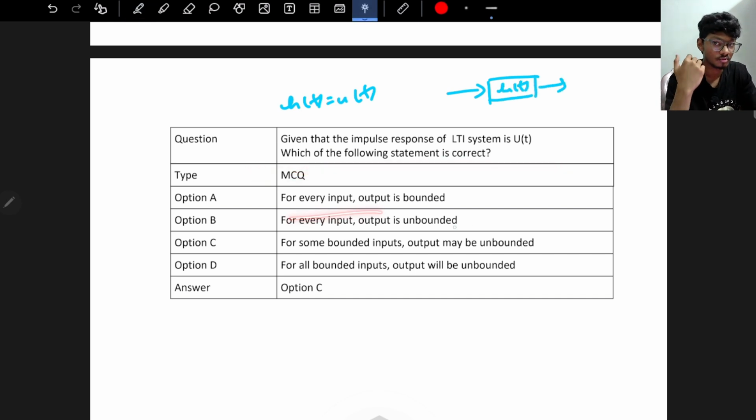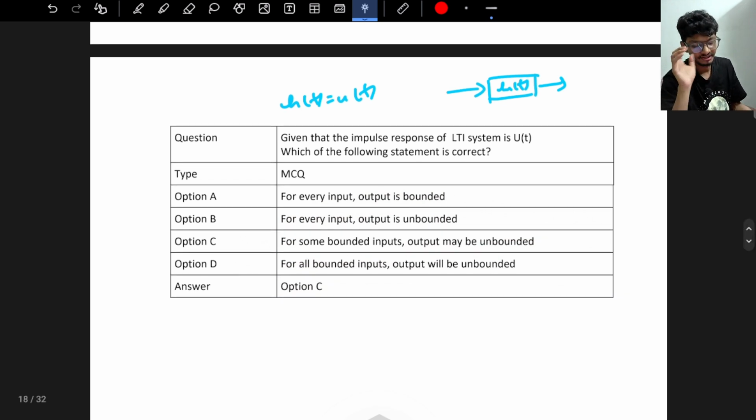For every input, output will be bounded. For every input, output will be unbounded. For some bounded inputs, output may be unbounded. For all bounded inputs, output will be unbounded. Anyways, you can go with option elimination, and with option elimination, option C will come. But what is the concept behind this?